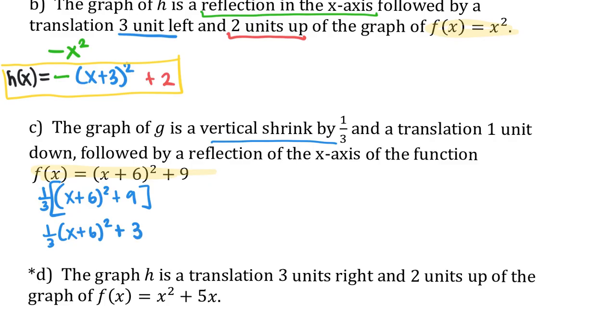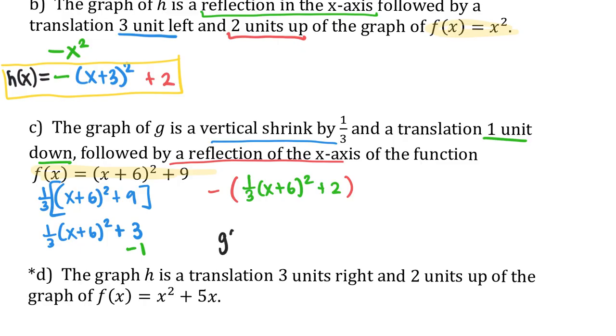Let's go to the next one. 1 unit down. So I'm going to minus 1 here. So now I have 1/3 (x plus 6) squared, 3 minus 1, and now I'm at 2. Okay, now what? Reflection in the x-axis. So I need the whole thing to change signs. Okay, and that's going to be our result.